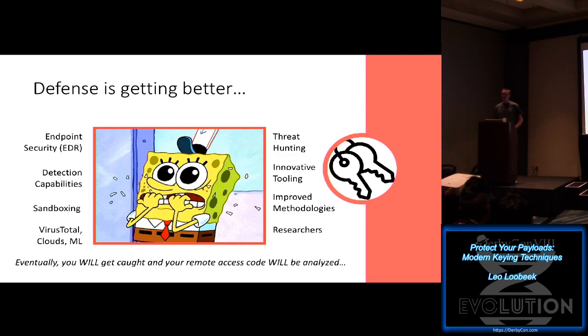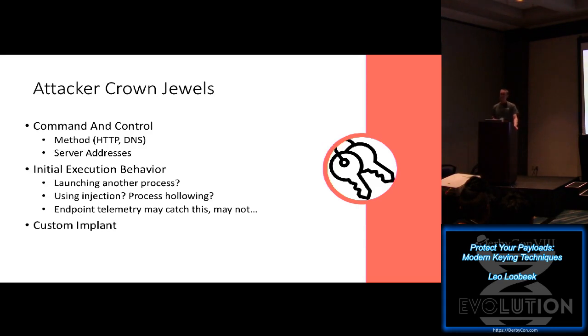Eventually, it doesn't matter how elite you are, you're going to get caught and your code's going to be analyzed if you're doing anything interesting. And why that matters is, defenders have crown jewels, and I think attackers have crown jewels as well. First and most obvious is command and control. So the method that payload's calling back, along with what server it's communicating to. The moment the blue team finds that, there's a good chance they might be able to just get you out of their environment entirely.